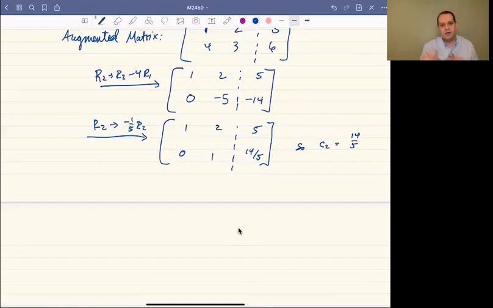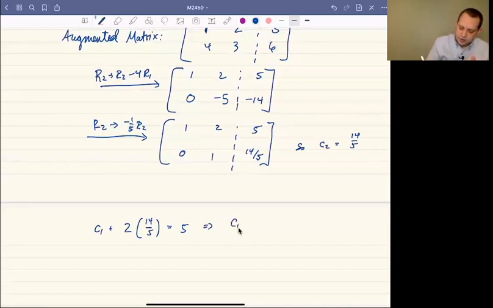And so you can either do the matrix manipulation to solve for C1, or you can just remember what this augmented matrix does. Whatever you think is easier, always do what you think is easier here. You can either simplify the matrix a little bit or just use the information in an equation, which is what I'll do. So we know that C1 plus 2C2, C2 being 14/5, must be equal to 5. And then from there we can solve for C1. This means that C1 is going to be 5 minus, let's see, 2 times 14 is 28, so 28/5. 5 is 25/5, so that's -3/5.